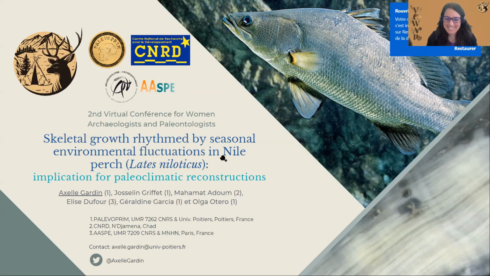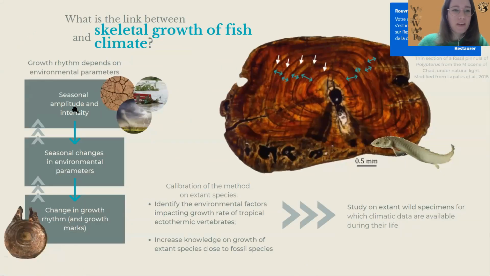Okay, so when seeing this title, you may wonder what is the link between climate and fish skeleton. Indeed, fish growth is almost continuous during their whole life, but it is also strongly driven by the seasonal fluctuation of the environmental conditions. So the fluctuating growth rate of fish is reflected within their own bones through the alternation of different growth marks.